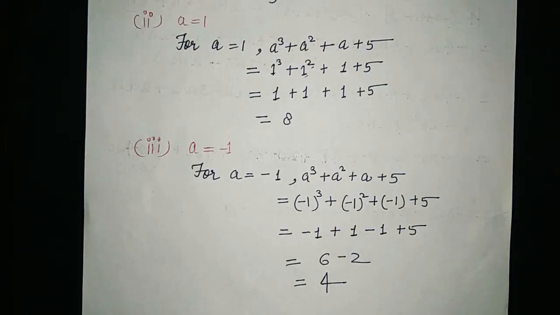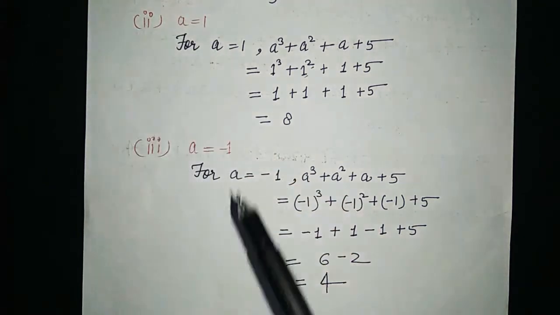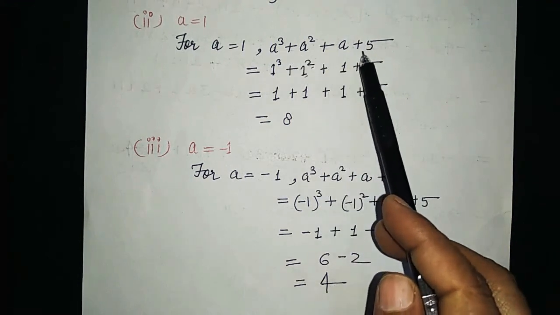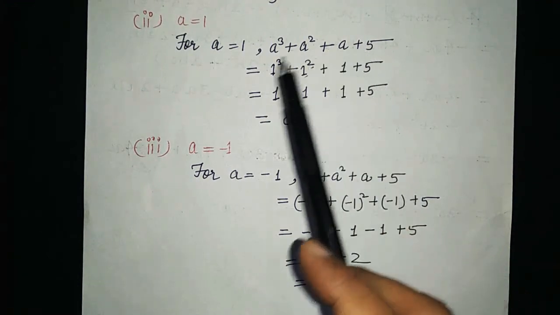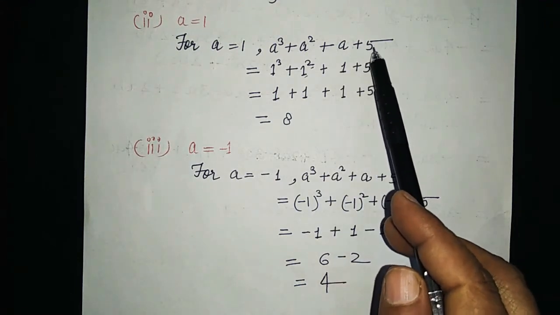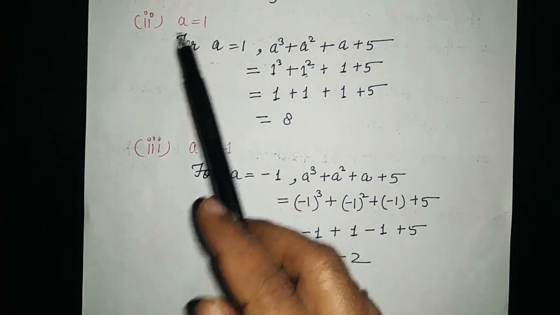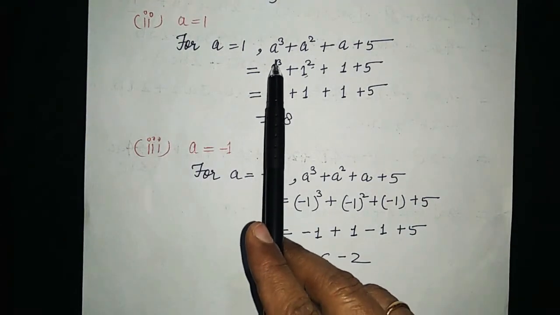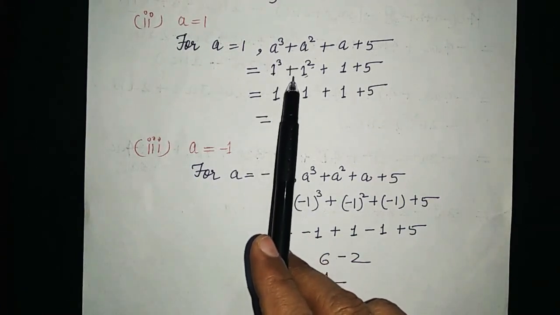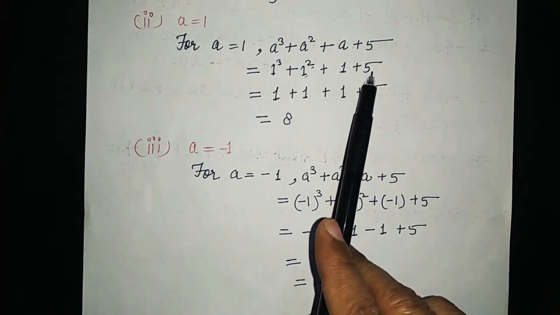Now we have to solve for a is equal to 1 in second part. Here we will write the result which we have got after simplifying the given expression, a cube plus a square plus a plus 5. Now in place of a we will put the given value of a. So here we will write 1 and this cube, then plus 1 square plus 1 plus 5.